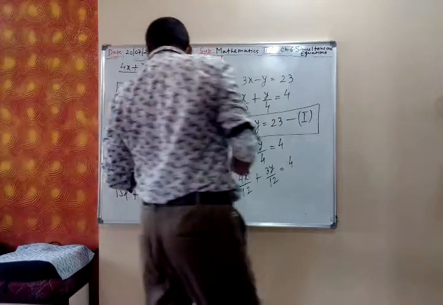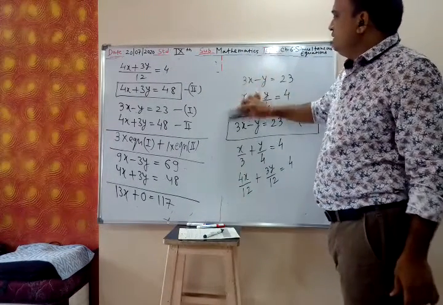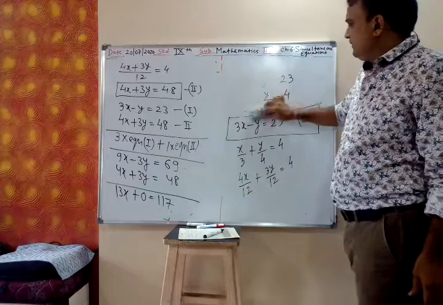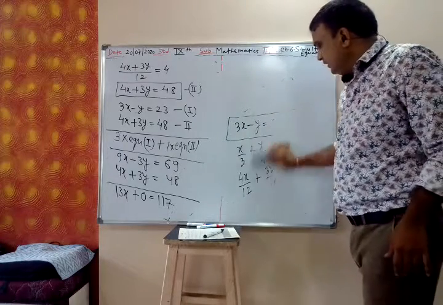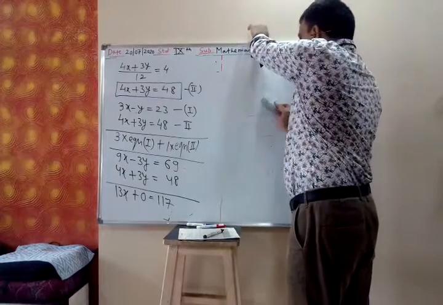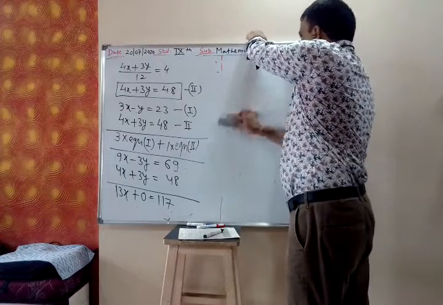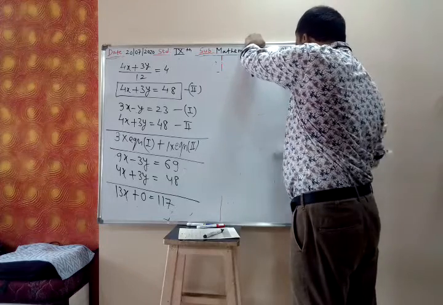Plus means you have to add directly. Do not change the sign of the second. So we directly add them. So whenever they have opposite sign, we add. Same sign we subtract.